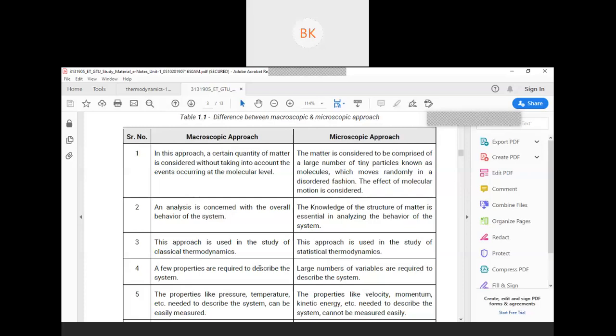Okay, where the macroscopic approach, what it is stating, the knowledge of the structure of matter is essential in analyzing the behavior of the system. Matlab yahan pe hum log kya kar rahe hain microscopic mein, just we are studying the behavior of that particular object or particular particle, and from that we will be analyzing the behavior of the whole system.